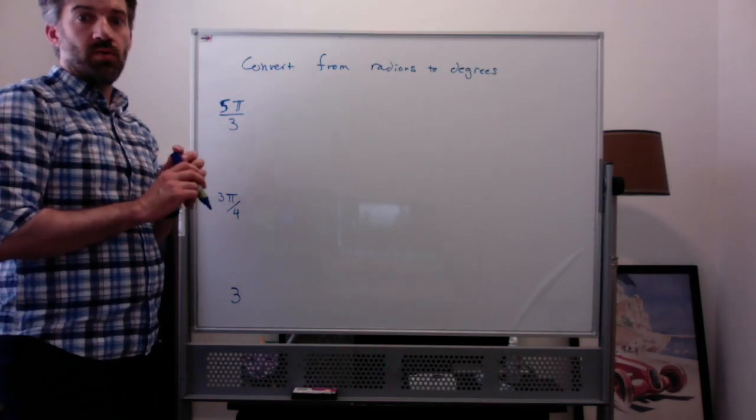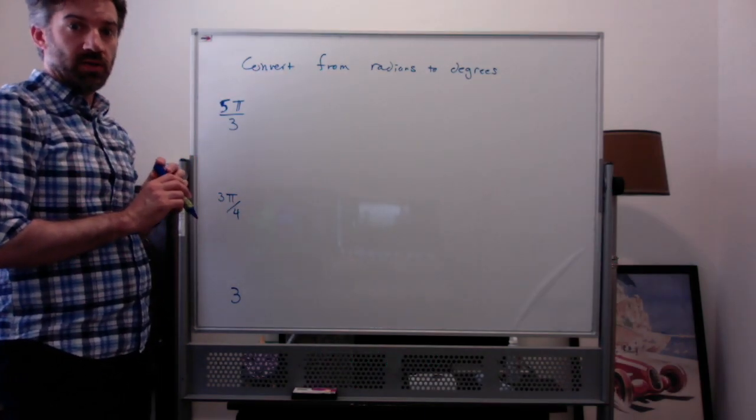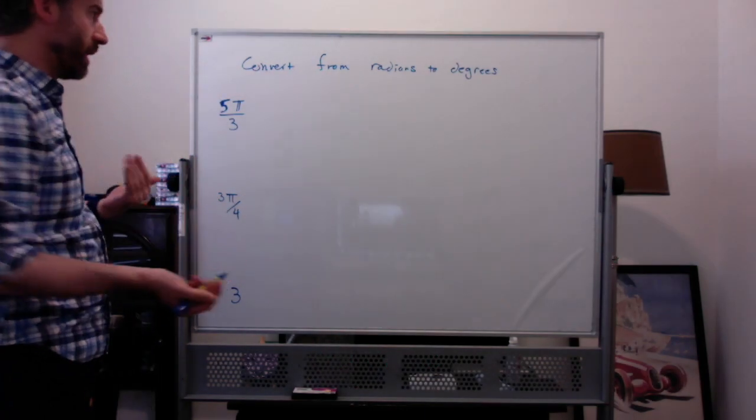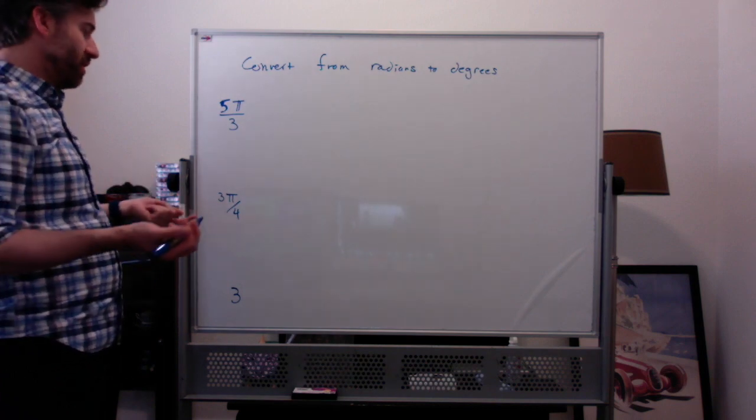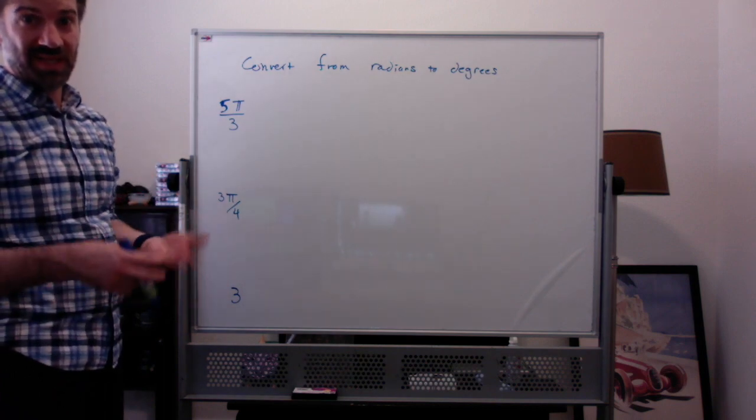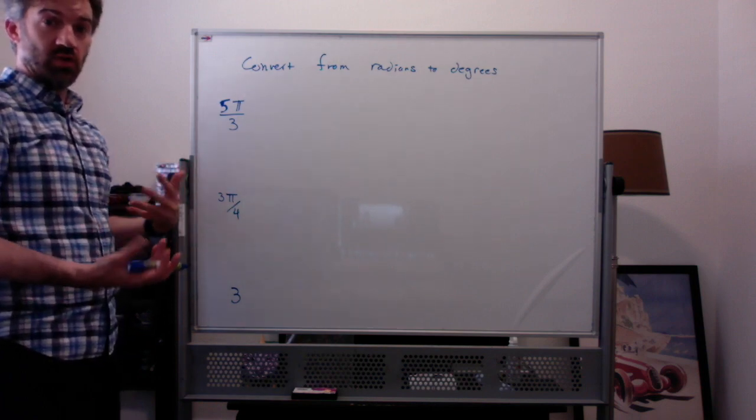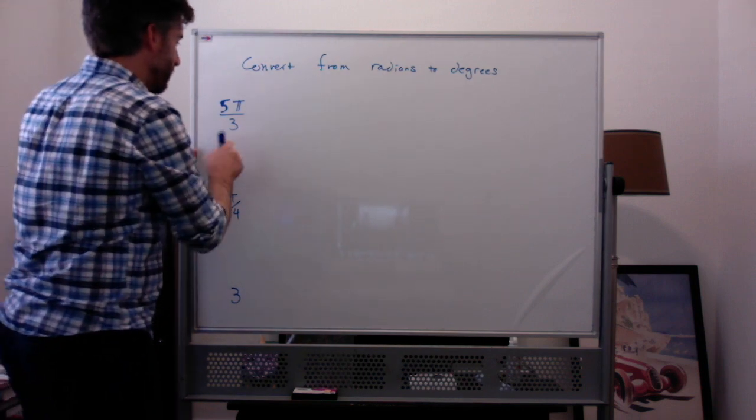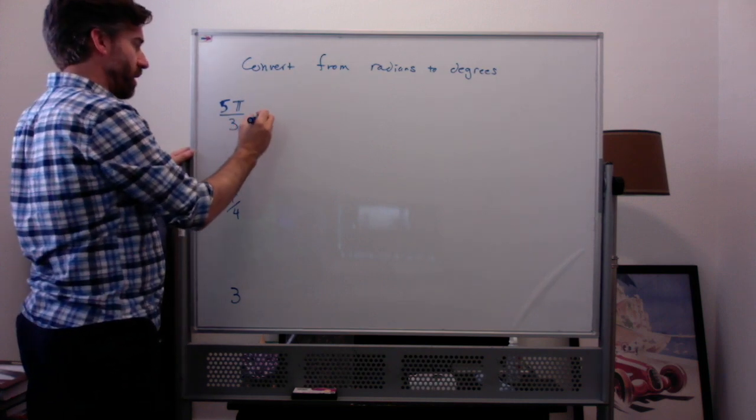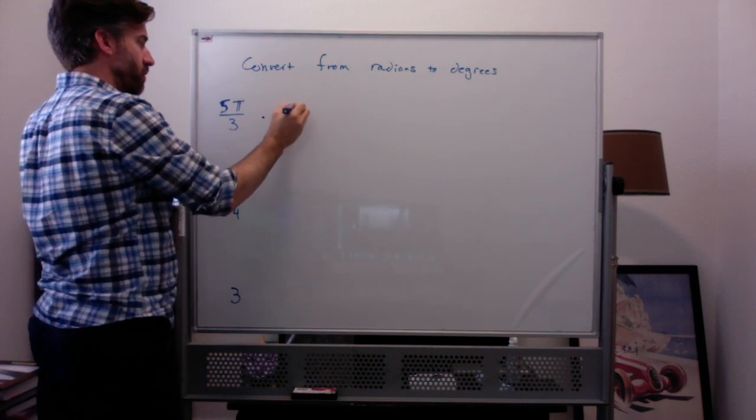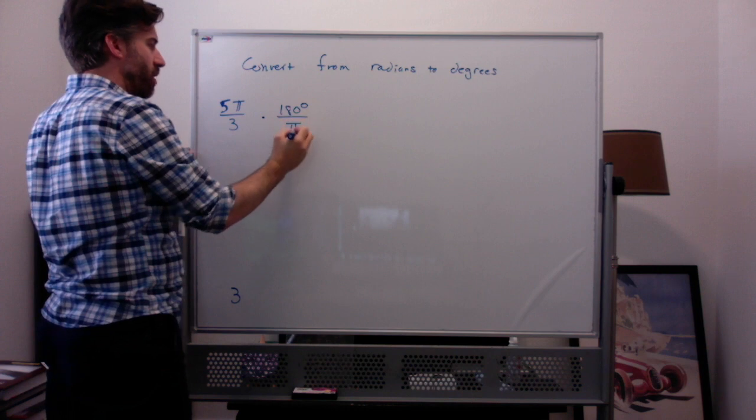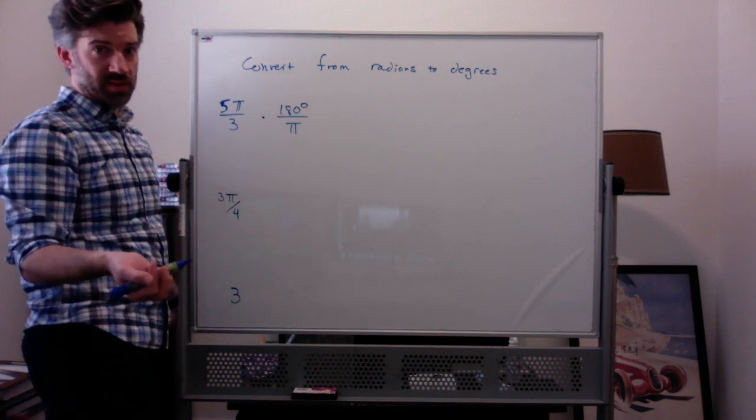Here we are going to see how to convert from radians to degrees. All these angles are measured in radians, and we know that because they don't have a degree symbol. If someone says something's an angle and it doesn't have a degree symbol, you should automatically assume it's measured in radians. 5 pi over 3. For each of these, we're going to multiply by 180 degrees over pi.